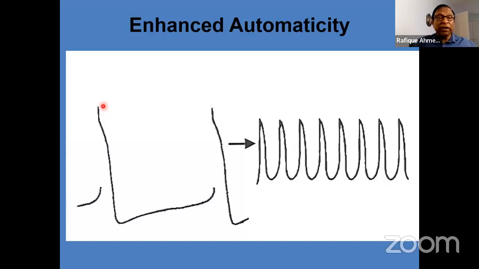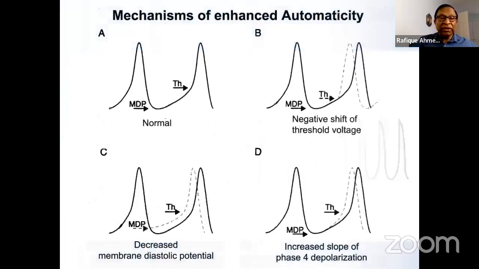So enhanced automaticity: let's say the sinus node was beating at a certain rate, and it can become faster. The same thing just gets faster, that's enhanced automaticity. Now, how does it happen? Let's look at this action potential, which is the sinus node potential. This is the membrane diastolic potential, and because of the funny current, it becomes less negative, and once it reaches the threshold potential, we have an action potential. And this is what will decide the rate. For some reason, the threshold can change. Instead of it happening here, if it happens here, like this one dotted line, you see, it gets faster.